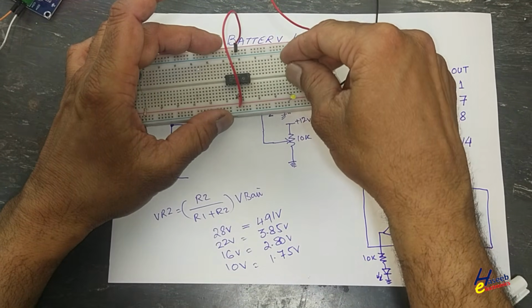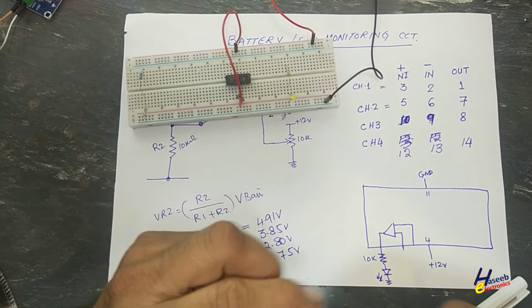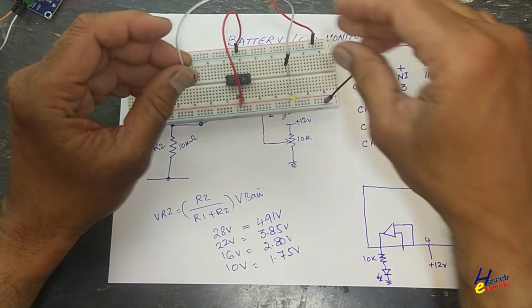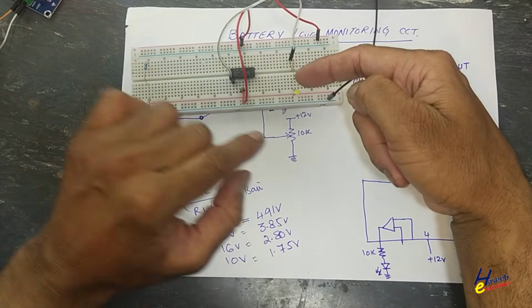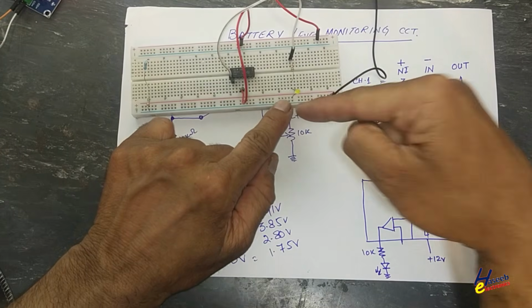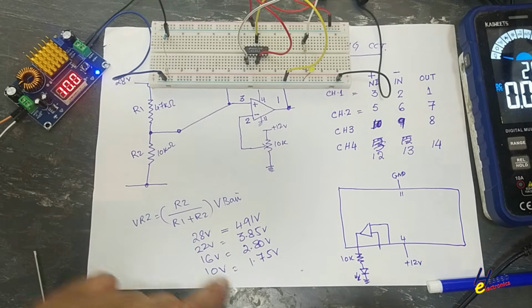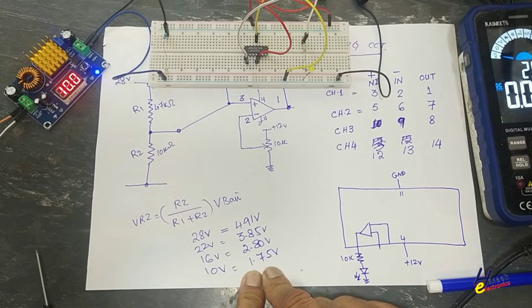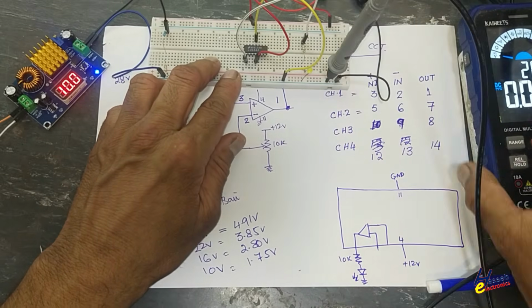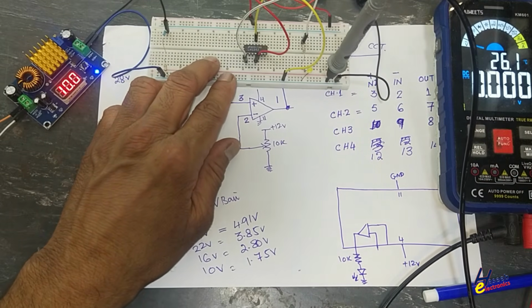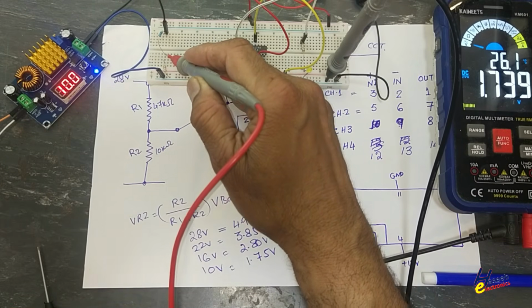We will connect a resistor here. We will connect to pin number 1. Pin number 1, resistor, anode, cathode. Now we will see the result. When we have 10 volt, the scaled output here is 1.74 volt.